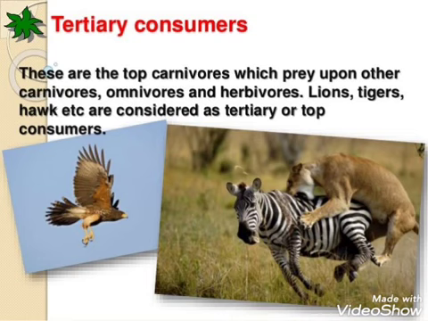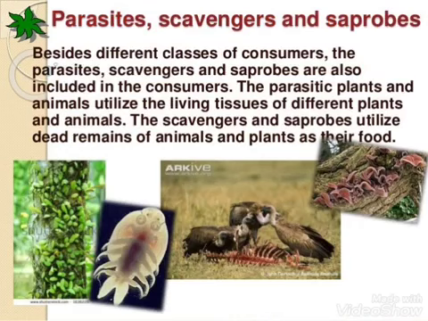Next come the tertiary consumers. These are the top carnivores which prey upon the other carnivores or other omnivores or herbivores which prey on different animals. Lion, tiger, hawk are considered the tertiary or the topmost consumers as they feed upon different animals. So we call them the tertiary consumers or the top carnivores.